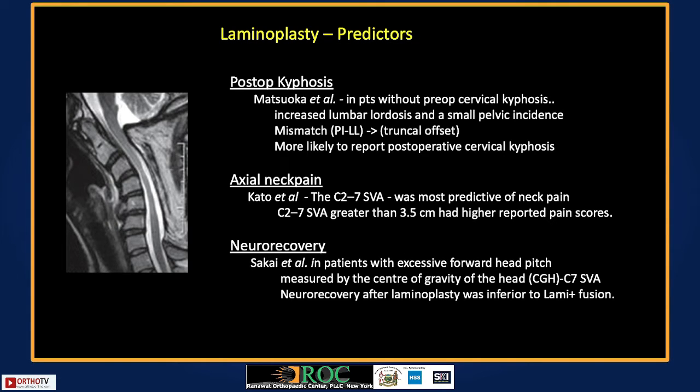However, there are certain predictors in laminoplasty. One is post-op kyphosis. Patients who have reasons outside the cervical spine, for example a grossly mismatched pelvic incidence to lumbar lordosis ratio, are more prone to develop post-operative kyphosis. Axial neck pain: a significant offset of the C2 to C7 SVA is associated with significant neck pain. And as discussed in the previous cases, significant cord intensity changes are a big hindrance for neuro recovery in cases where the patient does land up with a neurological involvement.